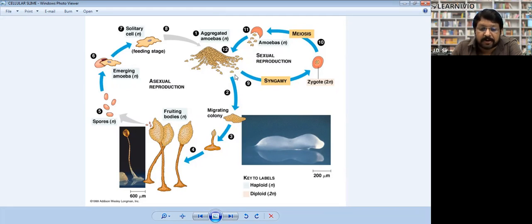Now come to sexual reproduction. Two slime mold cells fuse, and the fusion is called syngamy. The two come closer and fuse with each other. Their protoplasm fuses, then their nuclei fuse, and they make a zygote. After the zygote, they divide by meiosis and make a number of amoeboid cells. So this is the sexual reproduction, and this is the asexual reproduction of the slime mold. Clear?